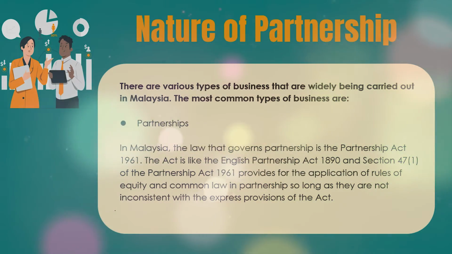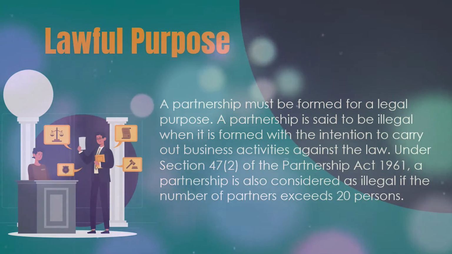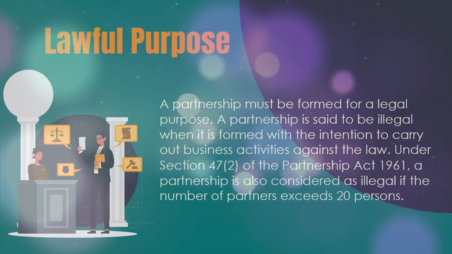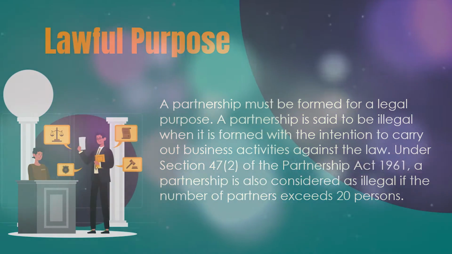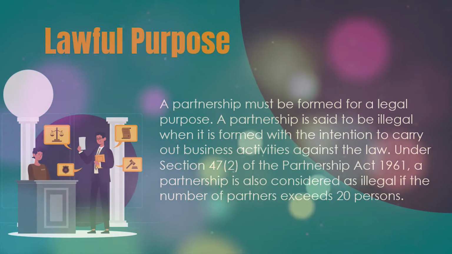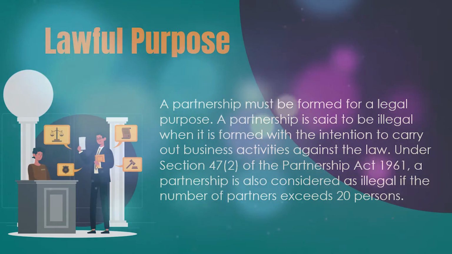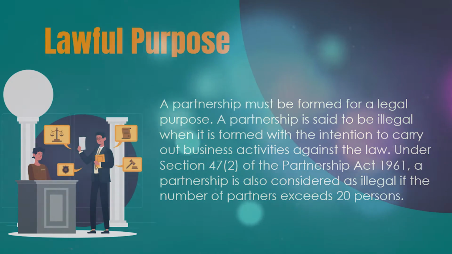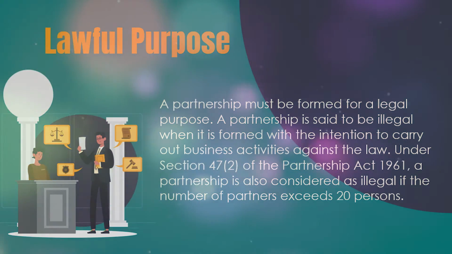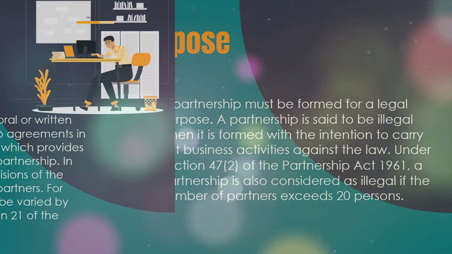What is the lawful purpose of partnership? A partnership should be formed for a legal objective or purpose. A partnership is said to be illegal when it is established with the intention to carry out business activities against the law. Under Section 47 of Clause 2 of the Partnership Act 1961, a partnership is also considered illegal if the number of partners exceeds 20 persons.